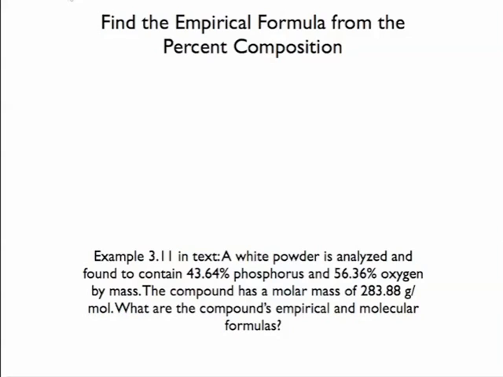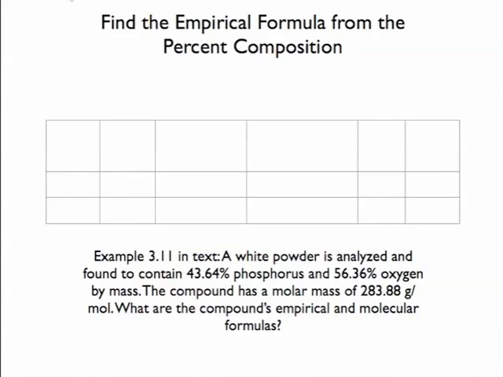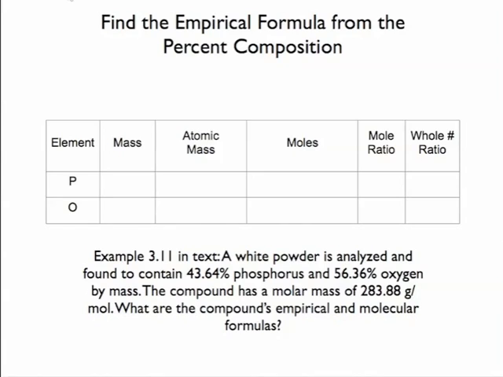In this video, I'll be going over how to find the empirical formula from the percent composition. This is example 3.11 from your textbook. You can read it here. The first step in this type of problem is to set up a table. On that table, you need to have the column headers of element, mass, atomic mass, moles, mole ratio, and whole number ratio. So our elements in this are phosphorus and oxygen.